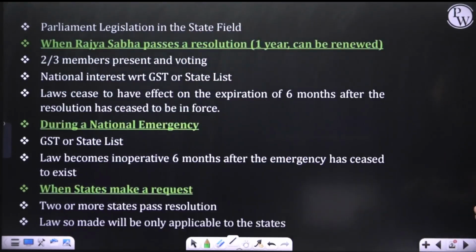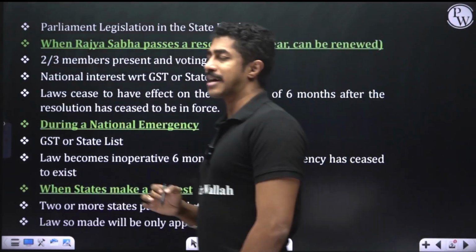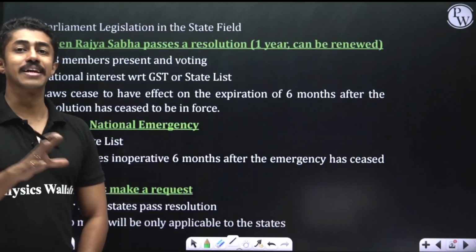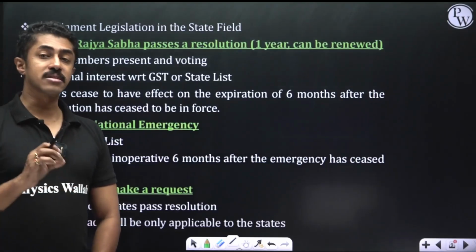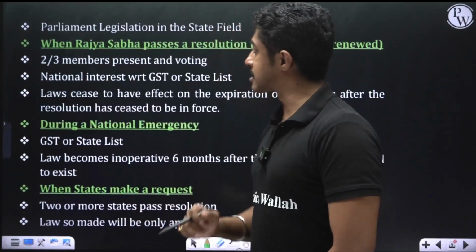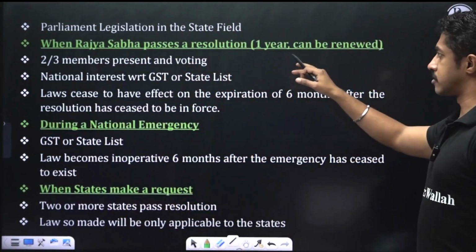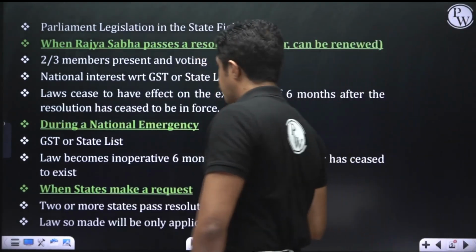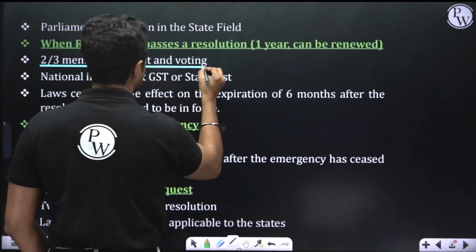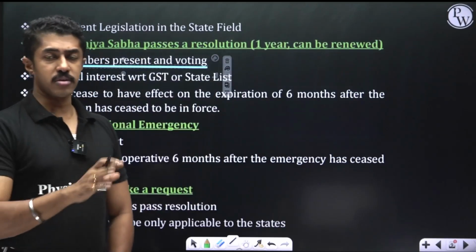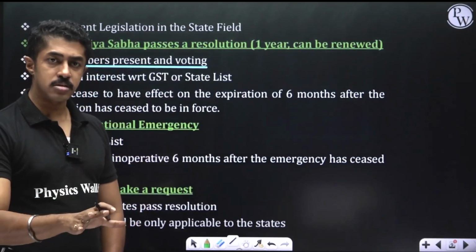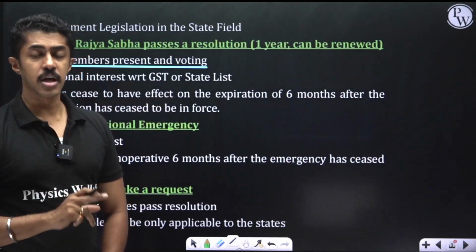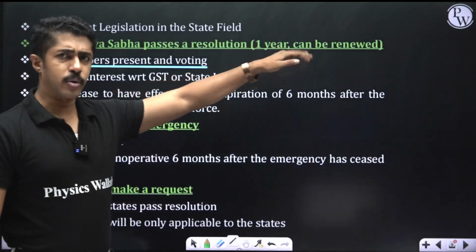Parliament legislation in the state field. The next million-dollar question is, can parliament pass a law with regard to a subject which is there in the state list? They can, in exceptional cases only. So what are those cases? When Rajya Sabha passes a resolution. If Rajya Sabha passes a resolution with 2/3 of the members present and voting, then Parliament can make a law on a state subject which will be valid for 1 year, and you can keep on renewing it.